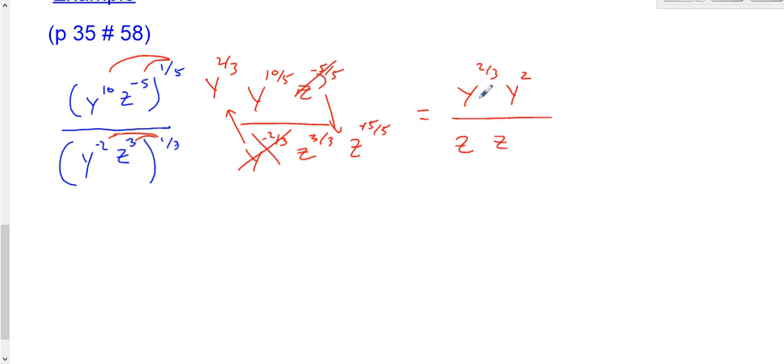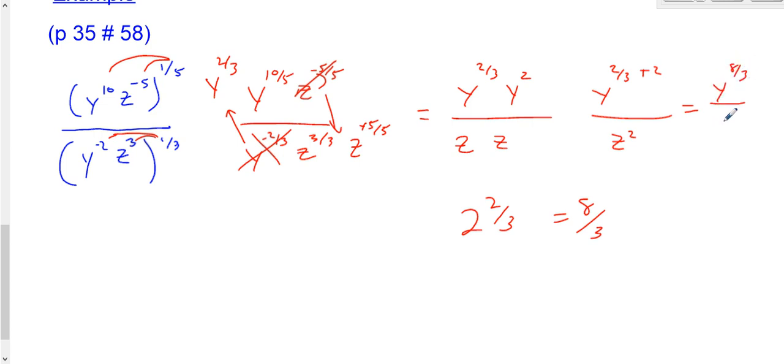Now I've got common base values here of y and common base values here of z. I am going to add the exponents. So I get y to the 2/3 plus the 2, and z times z is z squared. Now 2/3 plus 2 is 2 and 2/3. To write that as an improper fraction, I multiply 2 times the 3 to get 6, plus the 2 on the top to get 8, and that is 8/3. So my final answer here is y to the 8/3 over z squared.